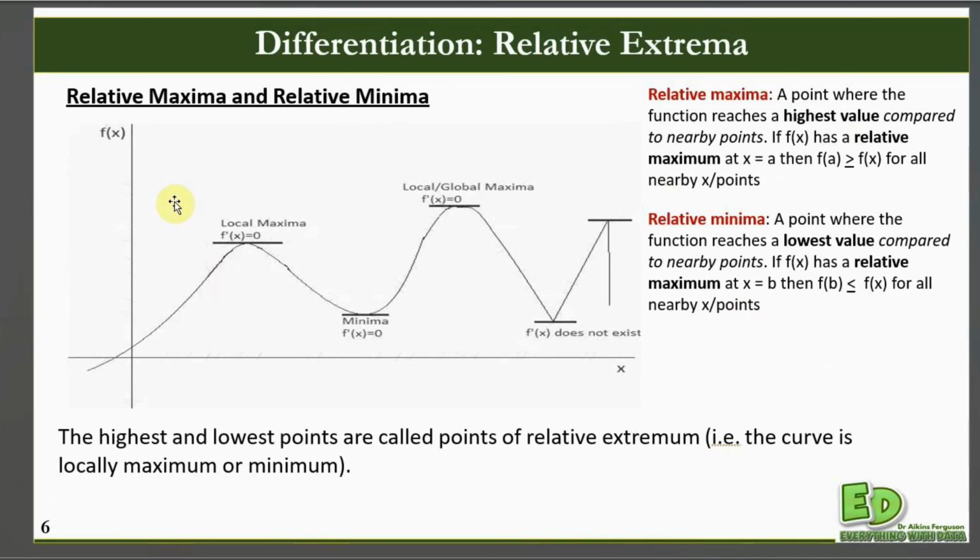We'll move on to the types of relative extremes we have. The first one is relative maxima, and then we have relative minima. Say we have this graph here, which also shows how we are going to deal with what is called the minima and then the maxima.